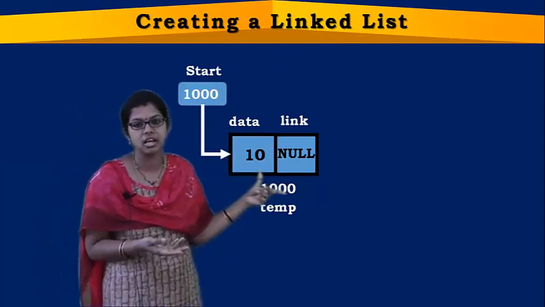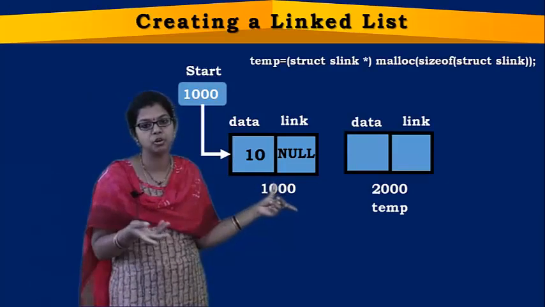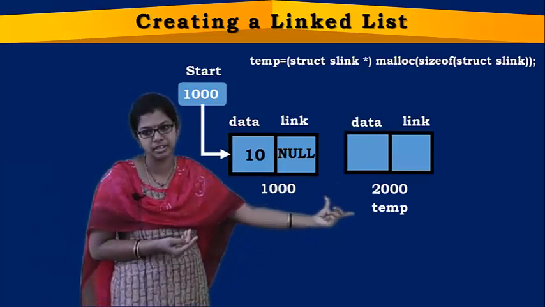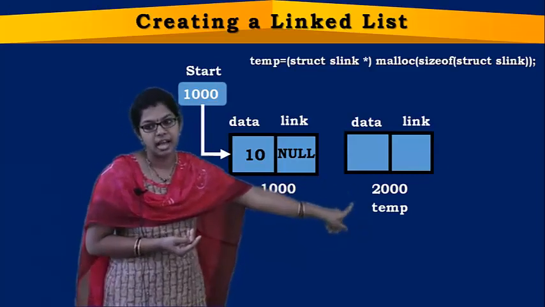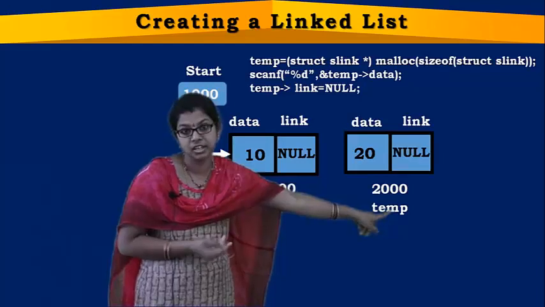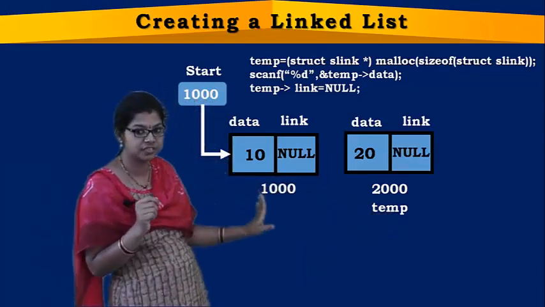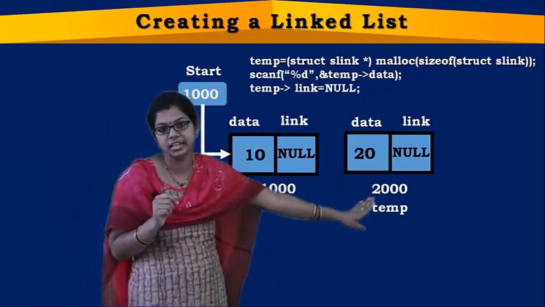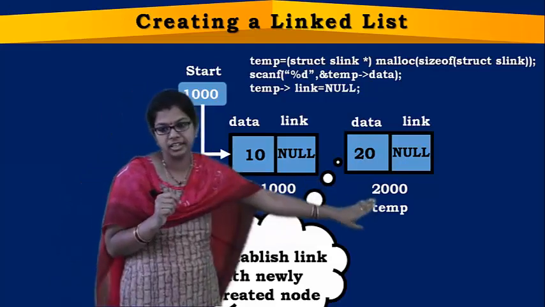Next, suppose again I want to insert one more node. The same process gets repeated: allocating a block of memory, dividing it into two parts, accepting its data part, assigning its link part to null. Now you have to establish appropriate connections between the first node and the newly created node.